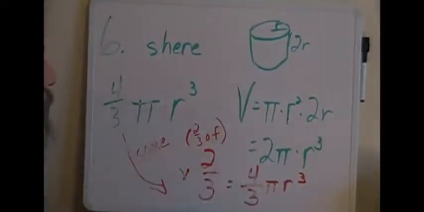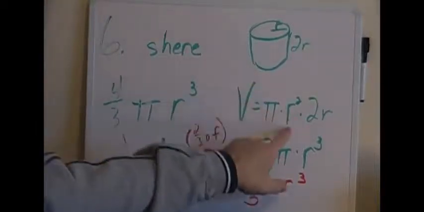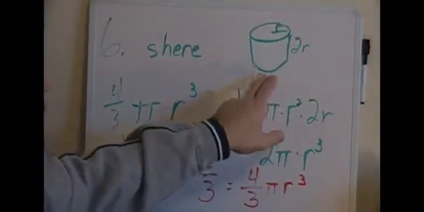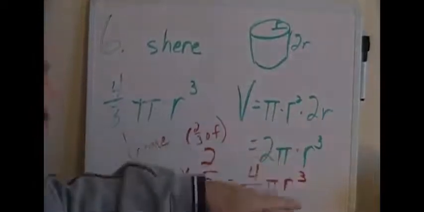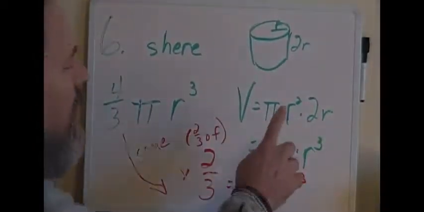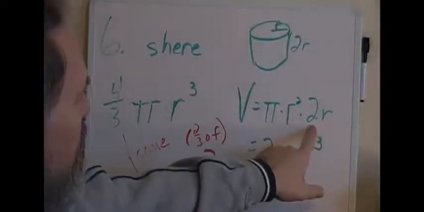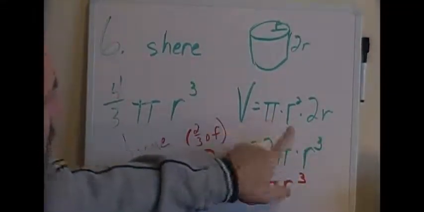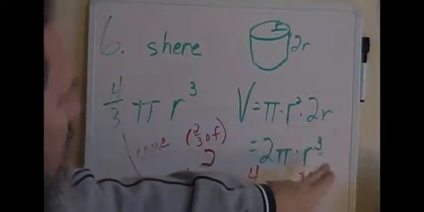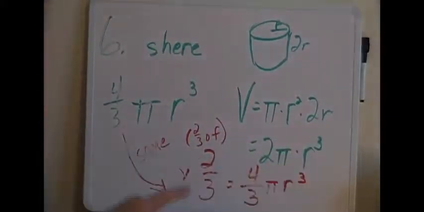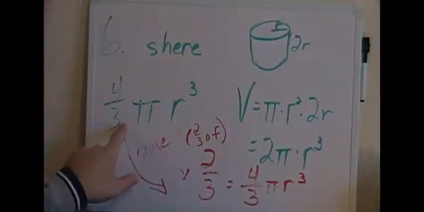So our volume becomes pi times radius squared, which is the area of the base, times the height, which is 2r. Now if I rewrite this, instead of pi times r squared times 2 times r, I can go 2 times the pi, combine the r squared and the r into r cubed, and now it's in a form that's more like this one here.